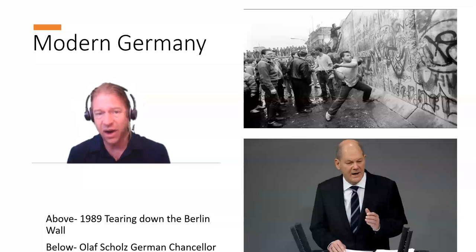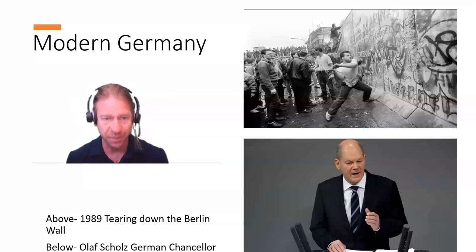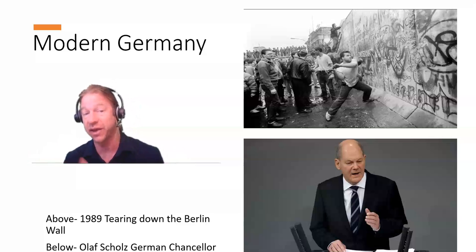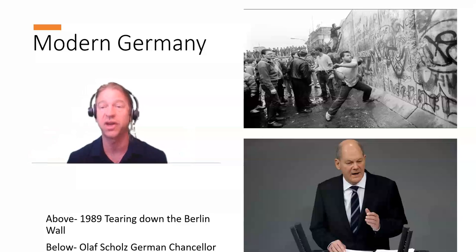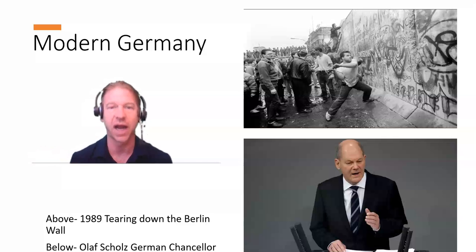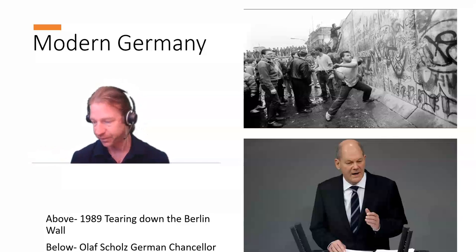So obviously the tearing down of the Berlin Wall was a landmark moment in German history, the beginning of a process. Just because the wall came down didn't mean that there was an immediate political unification, but it was the beginning of a process whereby East and West Germany would be reunified, right? And East Germany was really incorporated into West Germany in terms of political and economic sense.